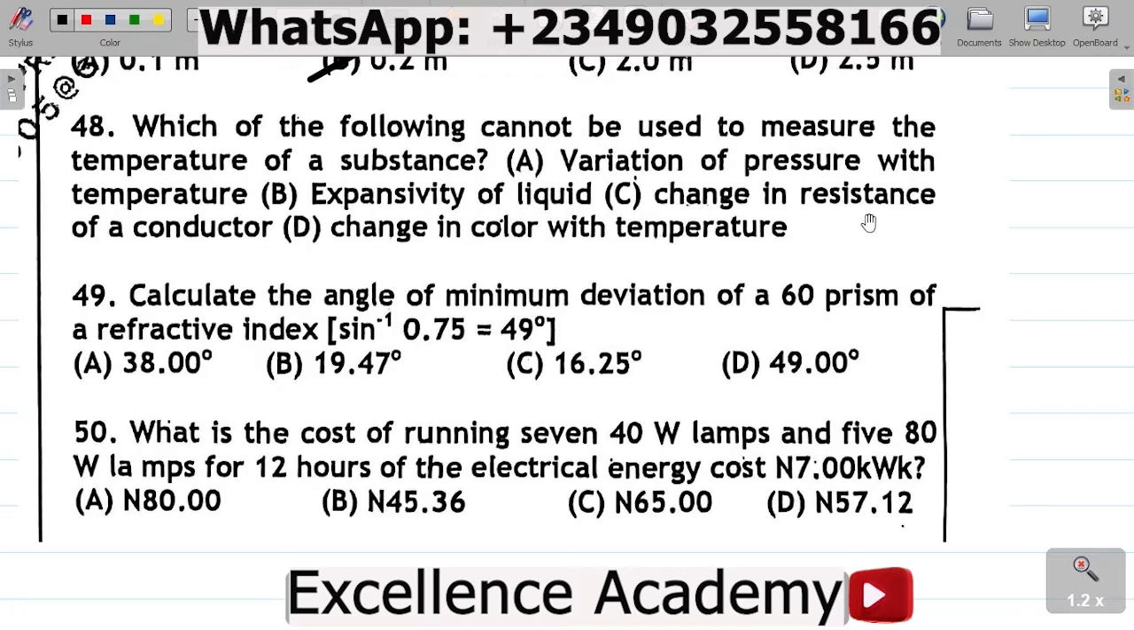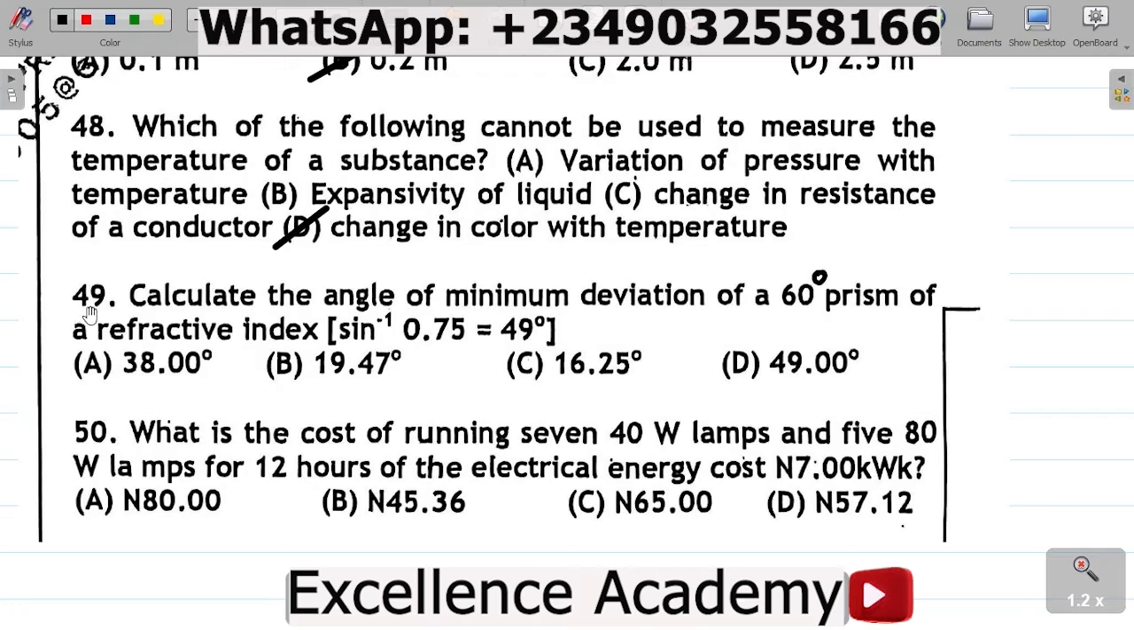C, when we talk about change in resistance, you want to note that the change in resistance of a substance is used by something called a resistance thermometer. In essence, option A here is used by gas thermometer to measure temperature. Option B here is used by bimetallic thermometers to measure temperature, while option C here is used by resistance thermometer. So the answer is D, change in color with temperature. That's the answer.